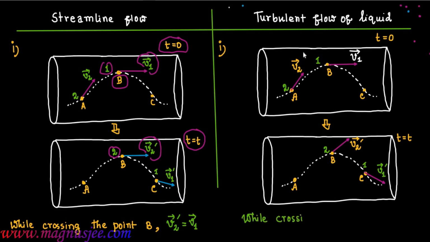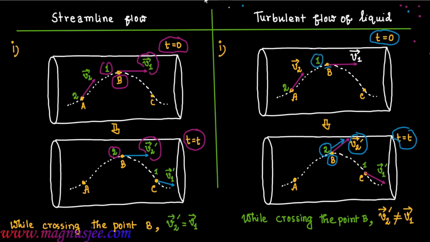While crossing the point B, for turbulent flow, vector v2 prime is not equal to vector v1. That means particle 2 will not have the same velocity as that of its preceding particle 1. At instant t equal to t second, particle 2 at the point B will have the velocity vector v2 prime along this tangent, but at instant t equal to 0 second, particle 1 was at the point B and velocity was vector v1. And in this case, for turbulent flow, vector v2 prime is not equal to vector v1.